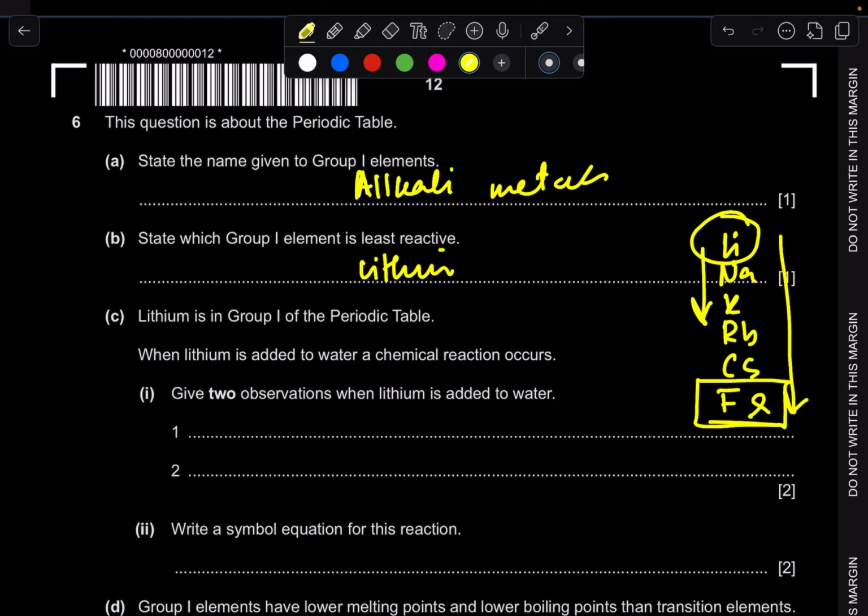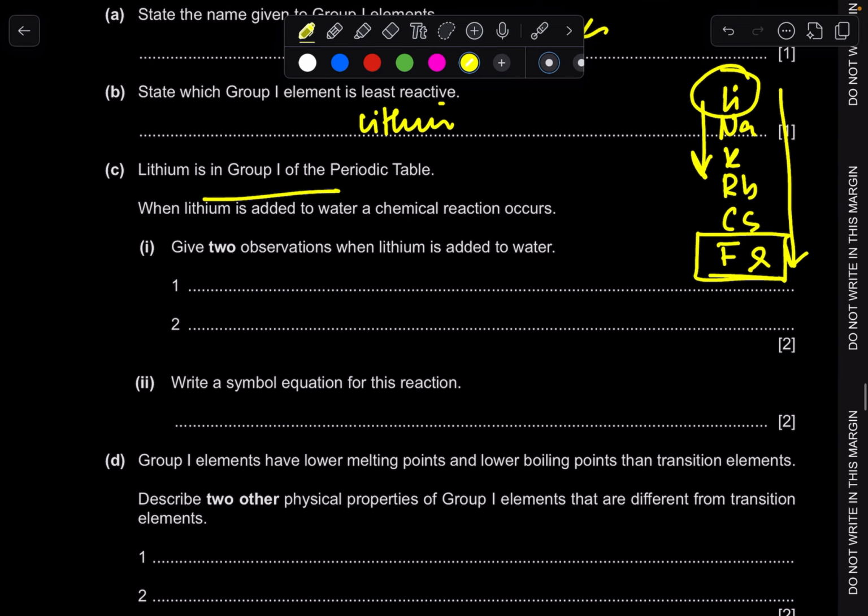Okay, lithium is in group 1 of the periodic table. Lithium is added to water. State 2 observations. Do you know the reaction of group 1 metals with water? You're going to form lithium hydroxide and hydrogen gas. You guys should know this.